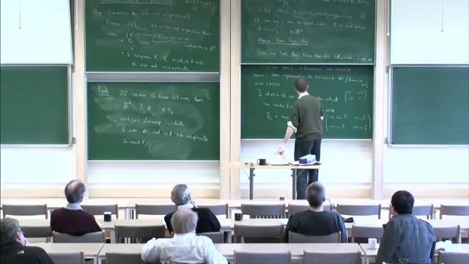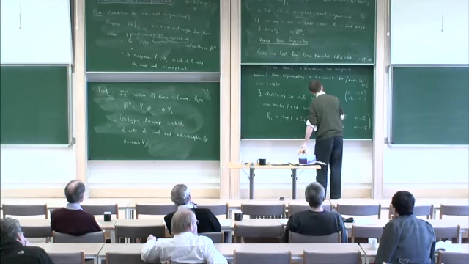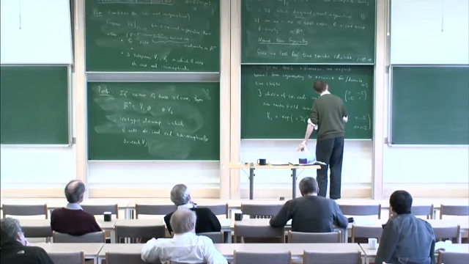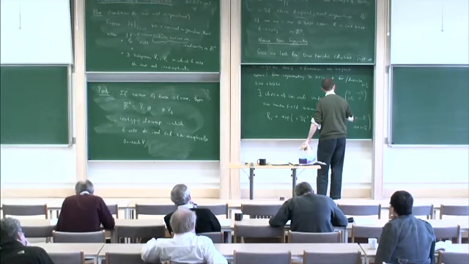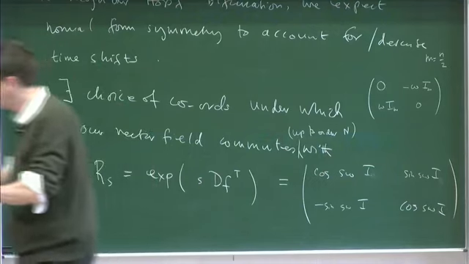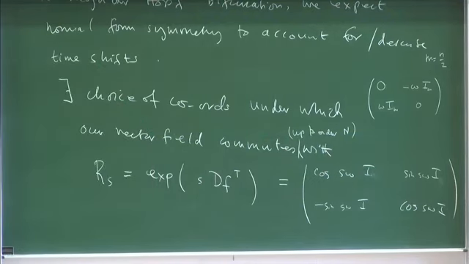Under which our vector field commutes up to order n. Sorry, my handwriting is just terrible today. With that. Okay. In fact, for all n. Yes. Yeah. You pick an n, not the same n, then it's true for that, okay?